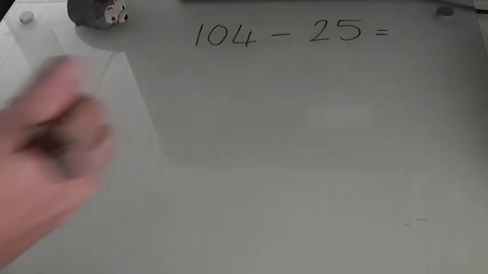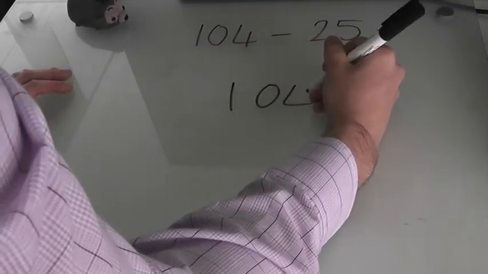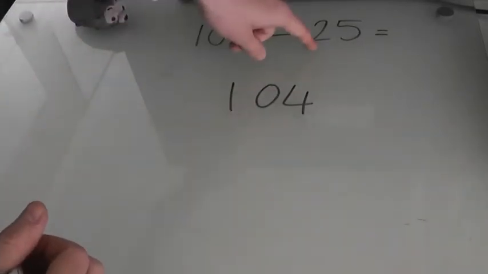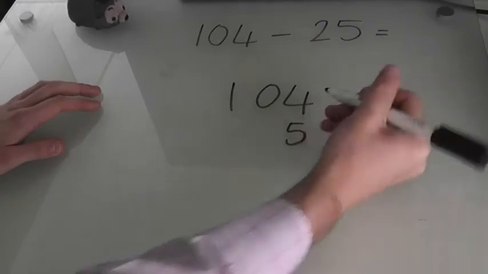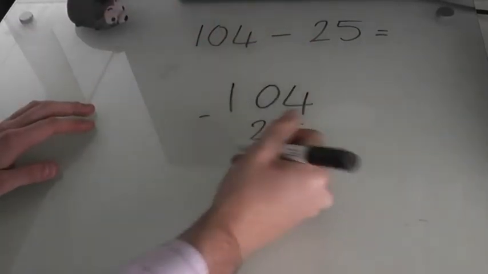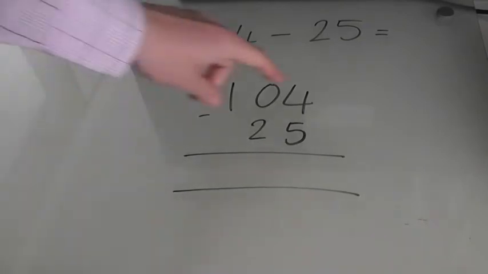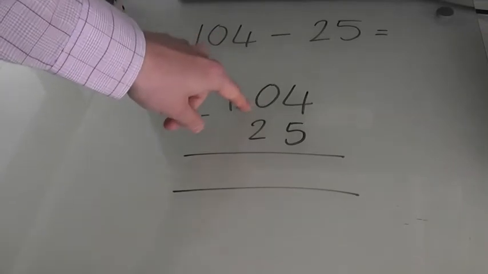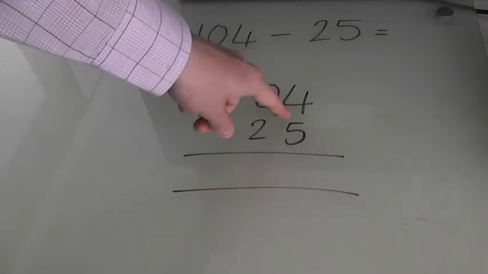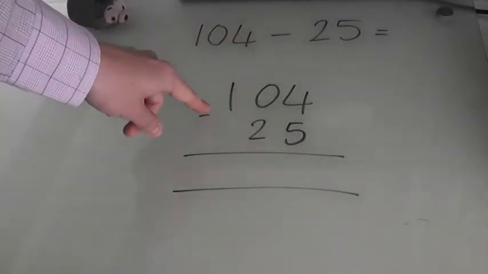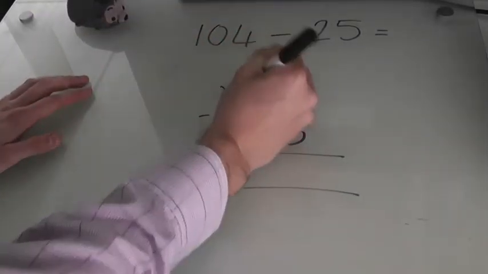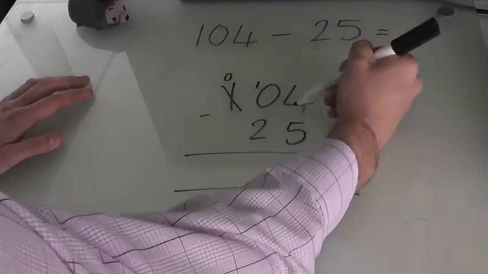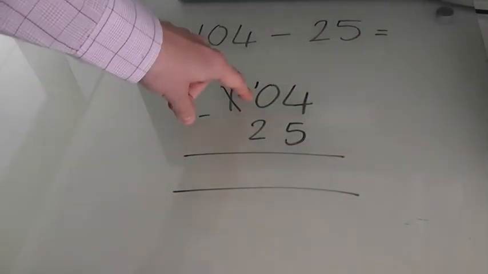Okay, so now we've got 104 take away 25. So we've now got a 3-digit take away a 2-digit number. So we write out 104, but now when we write out our column, we need to make sure that our 1s are underneath our 1s, our 10s are underneath our 10s. So now we've got 4 take away 5. Can we do it? No. So we need to go over to its neighbour. We've got 0 10s. So can we borrow any? No. So we now need to go over to our hundreds. So we cross this out, place it with your 0, and you've carried 100 over to the tens column.